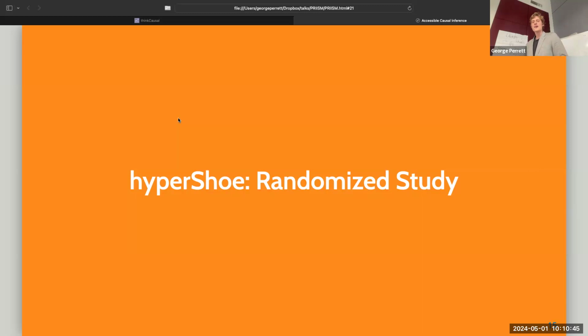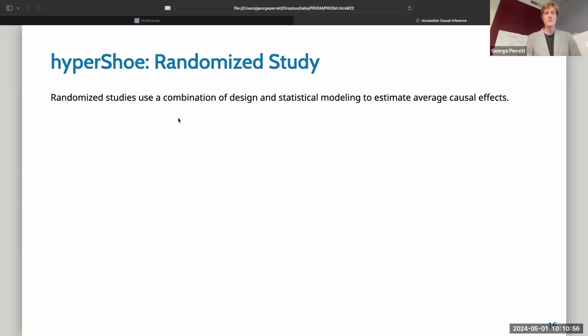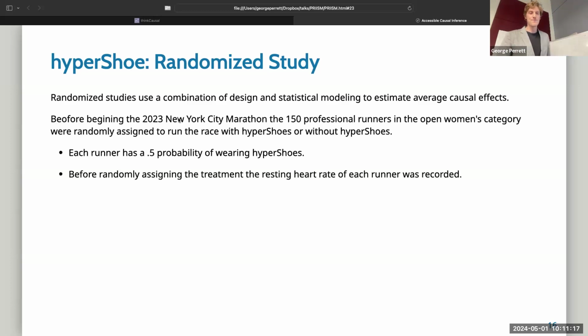Now, randomized studies are often presented as the gold standard of causal inference. So optimally, we could do a randomized study on these runners to actually identify if the shoes cause them to run faster. And randomized studies combine design, which is the randomization, and statistical modeling to estimate a causal effect. What I'm going to try to get across today is we actually need both of these pieces. There is a modeling piece of randomized studies that is oftentimes ignored. But the design piece is also critical, and it carries a lot of really useful properties.